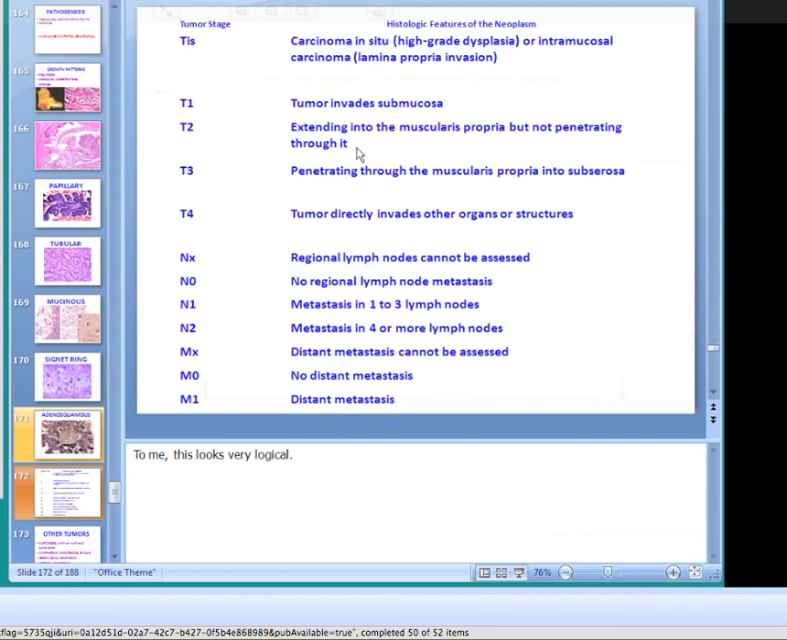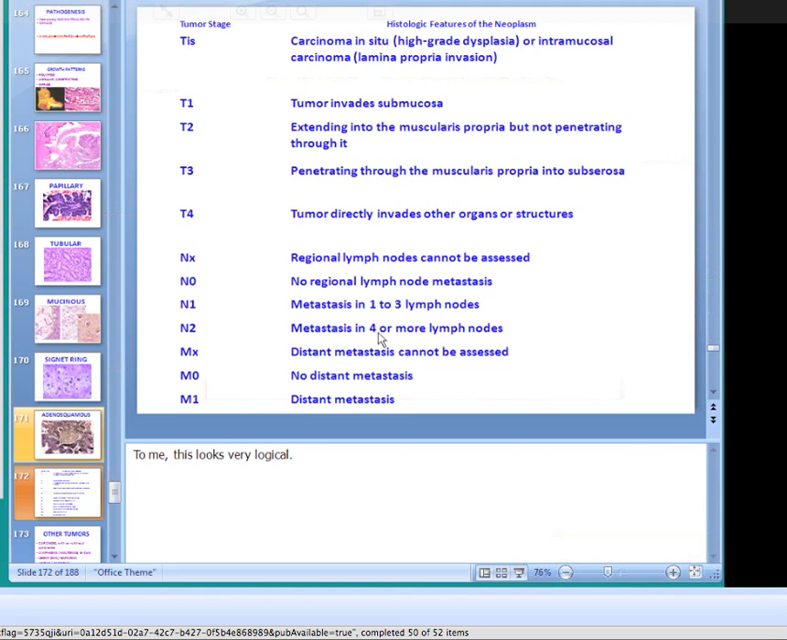Once it breaches into the submucosa and goes into an area where there are blood vessels, it's potentially metastasizable. It's called T1. If it goes up to the muscularis propria, which is the thick muscle, but doesn't penetrate through it, it's T2. If it goes into the muscularis propria, it's T3. If it goes beyond that or into contiguous organs, then it's T4.